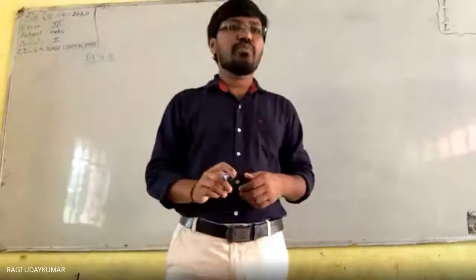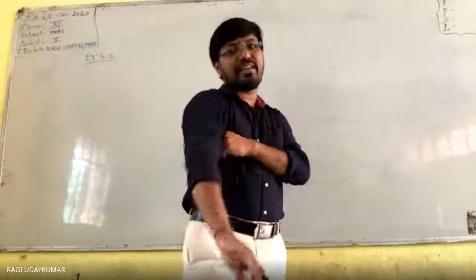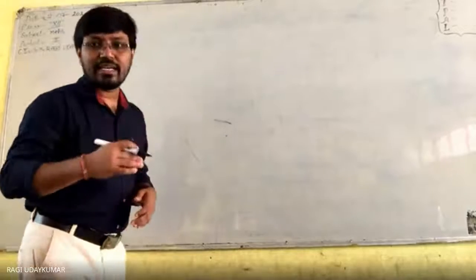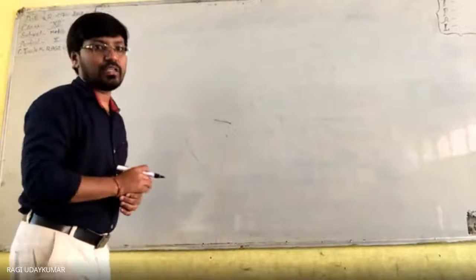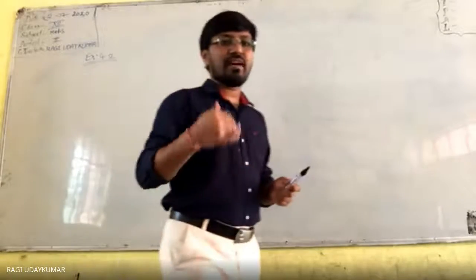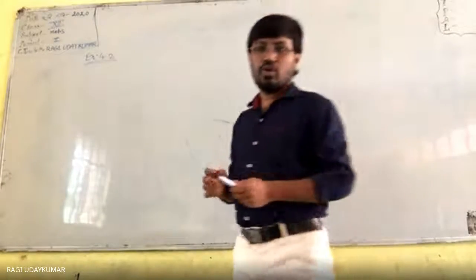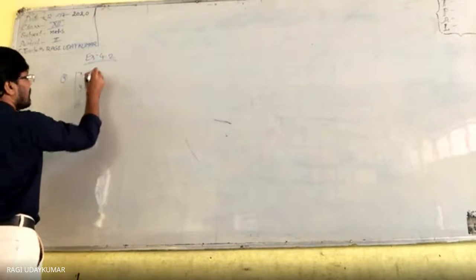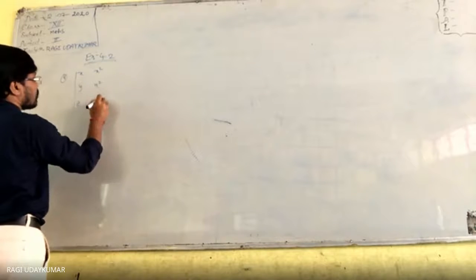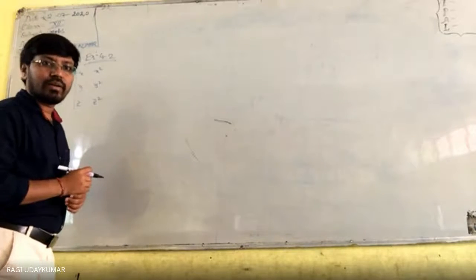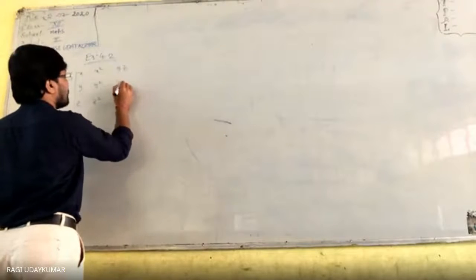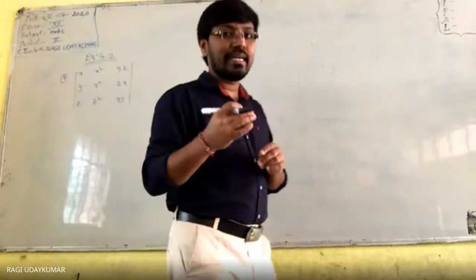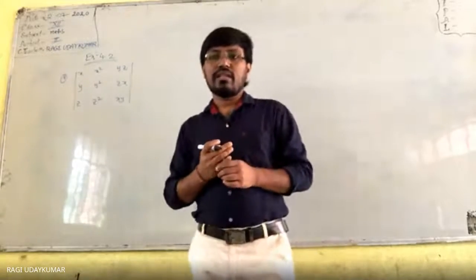Now see here, the ninth problem is also in a similar way. Ninth problem: x, y, z; x square, y square, z square; and yz, zx, xy. This determinant is equal to, and here x minus y, y minus z, z minus x is given. What is required for us to prove?